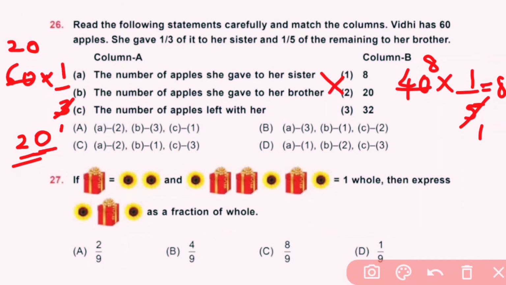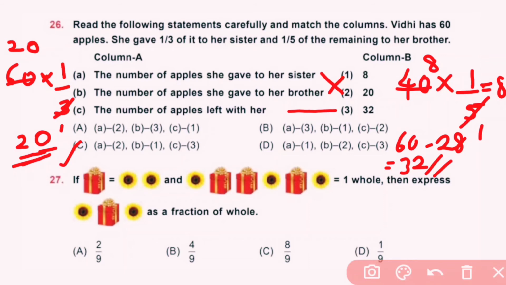Option C, the number of apples left with her. She gave 20 to her sister and 8 to her brother. Means total she gave 28 apples. And she was having 60 apples. 60 minus 28 is 32. So remaining apple 32. So here C 3 is correct answer. So here option C is correct.